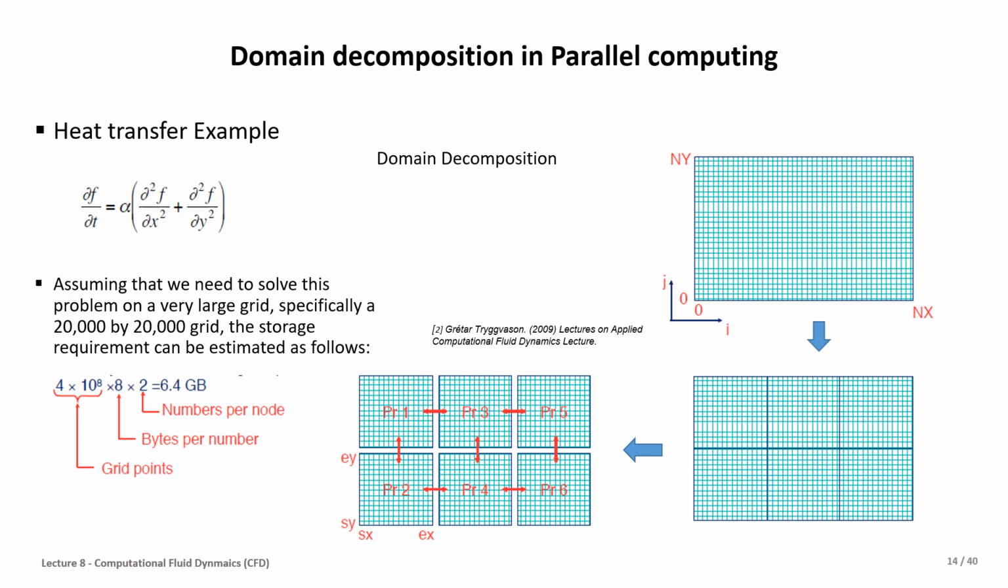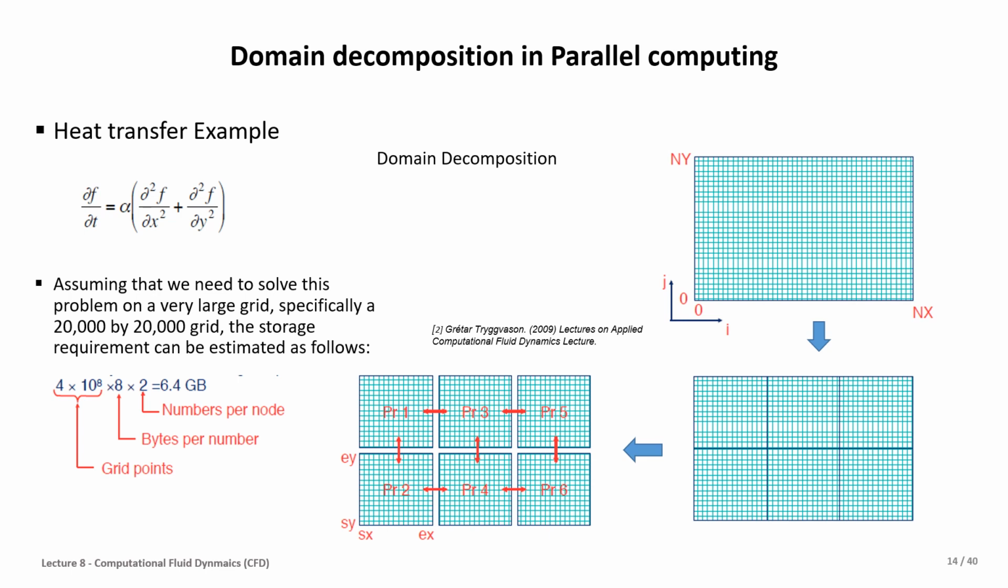Then one of the approaches, as we said, is making the discretization of the problem, and also making a decomposition in parallel computing for the domain of the problem. Here you can see an example of heat transfer. The domain decomposition is happening between 6 processors: 1, 2, 3, 4, 5, 6. We assume that we need to solve this problem on a very large grid, especially a 20,000 by 20,000 grid.